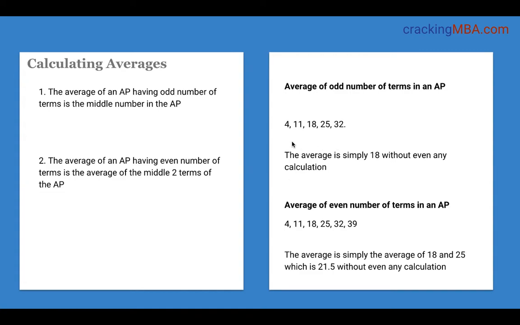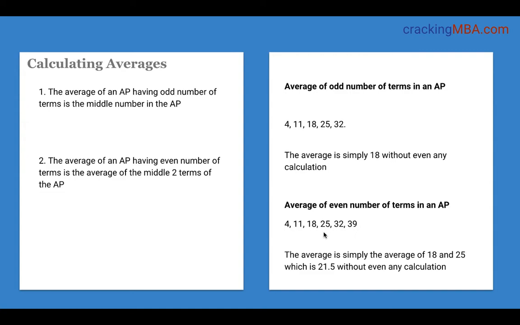Suppose I have an arithmetic progression with an odd number of terms and an arithmetic progression with an even number of terms. So if I have an arithmetic progression with an odd number of terms, say for example 4, 11, 18, 25, 32, it is an arithmetic progression with 5 terms. Now here, just by looking at it, I can see the average is nothing but this middle term, which is 18. No calculation.